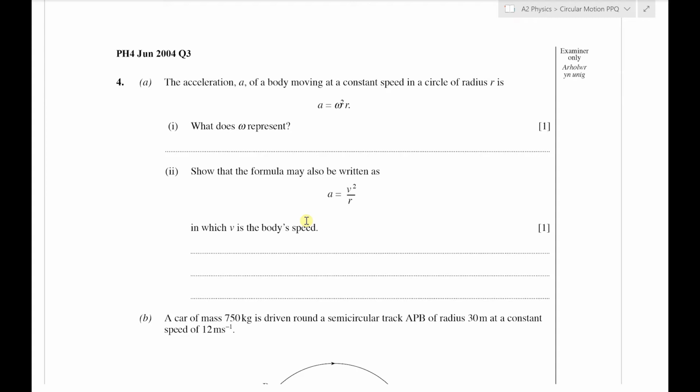We're told first of all that the acceleration a of a body moving at constant speed in a circle of radius r is a equals omega squared r, and we've got to say what omega represents. Well, we can call this a number of things. Most commonly we would call it the angular velocity, but we could call it the angular frequency or the angular speed. As long as we get the angular in the answer, we're okay.